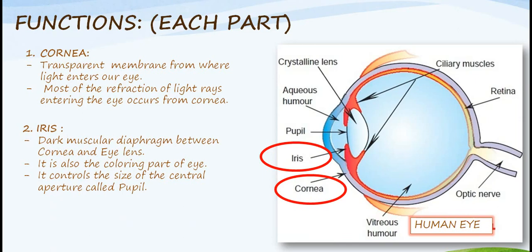Clear? So it is also the coloring part of the eye, because you can see the human eyes of different people are of different color. It might be gray, it might be hazel, it might be green, it might be blue, right? So the coloring part is called iris. Clear? So it is a dark muscular diaphragm. It is present between cornea and eye lens. It is the coloring part, and it controls the size of the central aperture, central space.